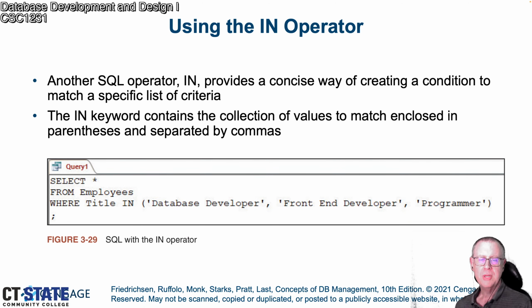Another operation that we may want to use is this: we may have only distinct values in a particular field on the database, and we may only want 2 or 3 values of that particular field to be in the information that we read out of the database. So here, title could be one of database developer, front-end developer, or programmer. And we're assuming here that the employees table has a field called title, and that these 3 values are valid values of that field title.